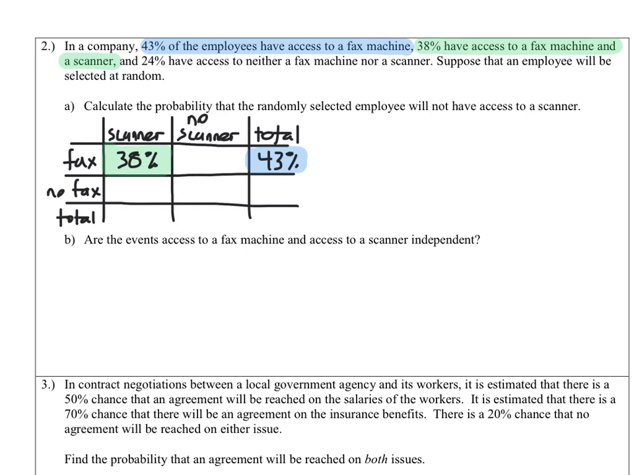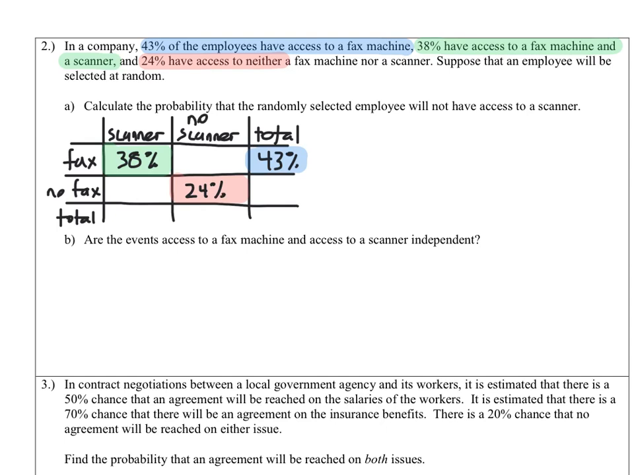24% have access to neither. Remember, that word "neither" means not. No fax machine, no scanner. So that's the number that's going to go here. 24% have access to neither. Suppose an employee is selected at random.